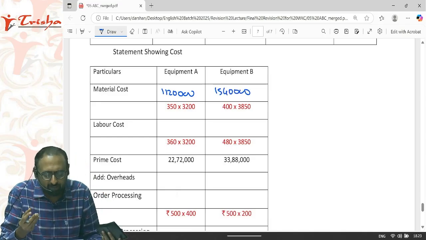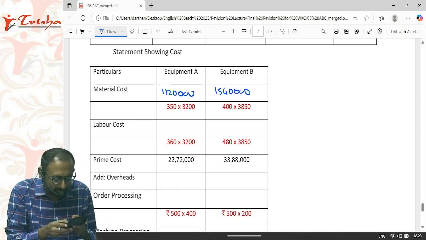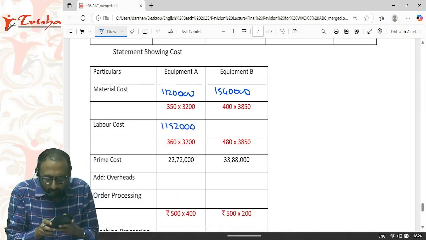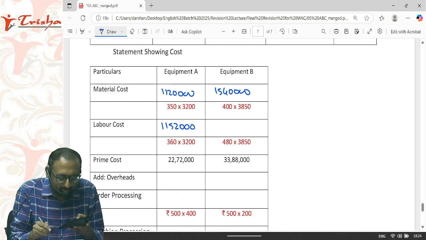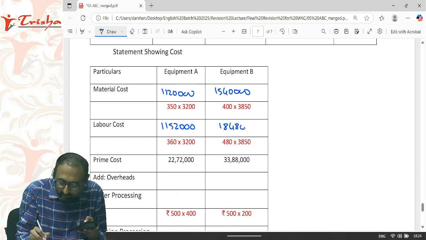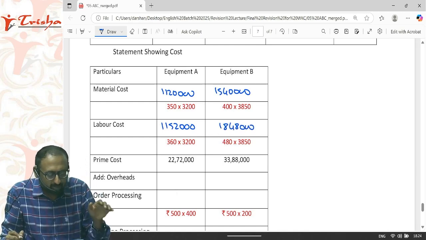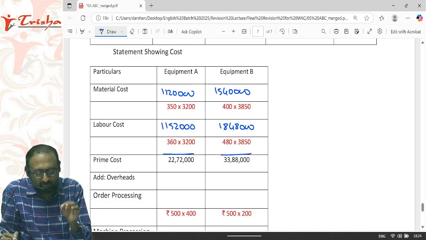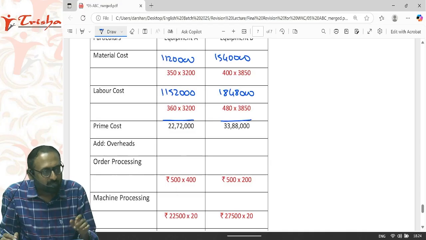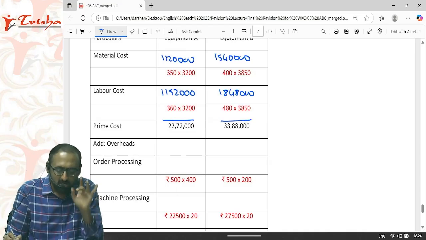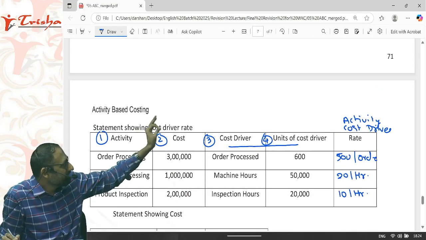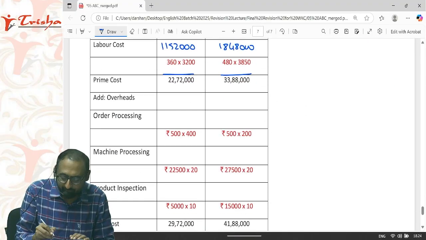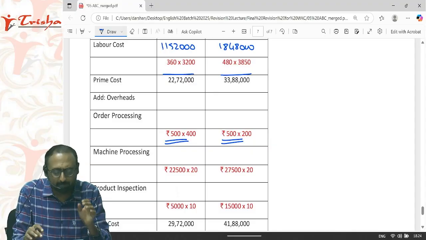Similarly, labor cost per unit given multiplied by number of units, 360 multiplied by 3200. Your answer comes to 11 lakh 52,000. Then 480 multiplied by 3850. Your answer comes to 18 lakh 48,000. Yes or no? So direct material plus direct labor is equal to your prime cost. Sirji, your prime cost comes to 22 lakh 72,000 and 33 lakh 88,000. In that you will add the activity cost. Now first activity I will check. First activity is order processing and the cost is 500 per order. You will just have to multiply it by number of orders.